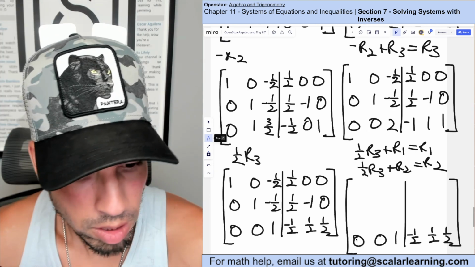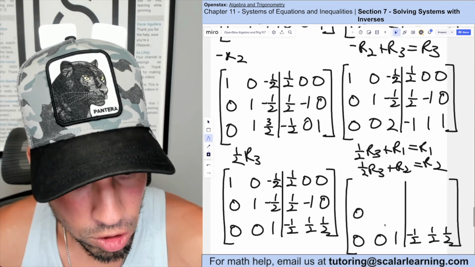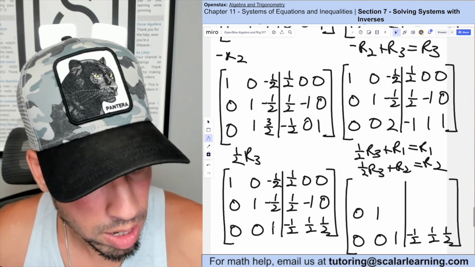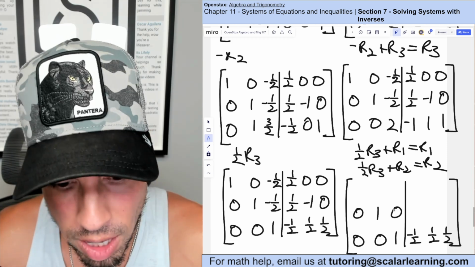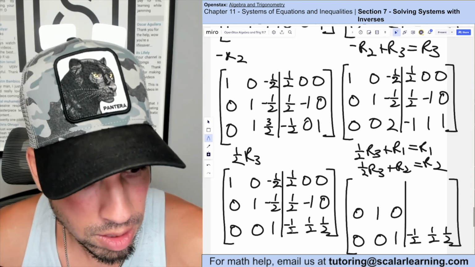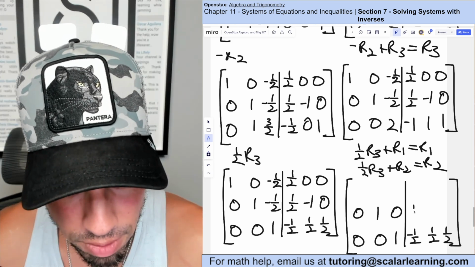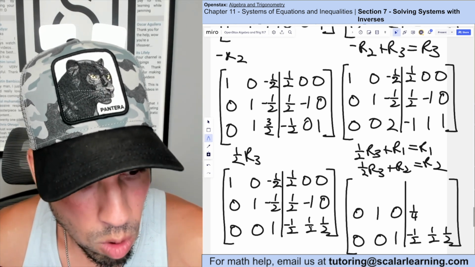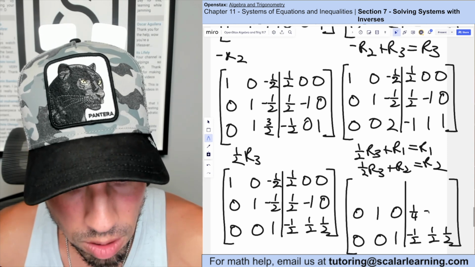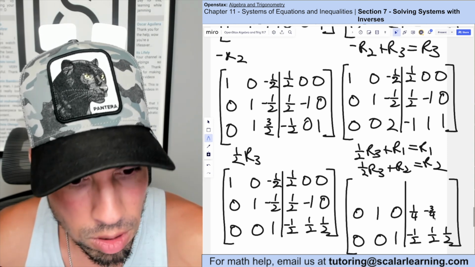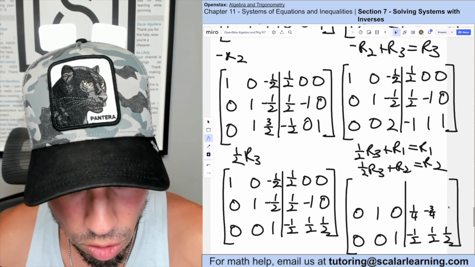Let's write it out. So then we got 1/2 of 0 plus 0 is 0, plus 1 is 1. 1/2 of 1 is 1/2 plus negative 1/2 is 0. Then we've got negative 1/4 plus 1/2 is 1/4. 1/4 plus negative 1 is negative 3/4. And then 1/4 plus 0 is 1/4.